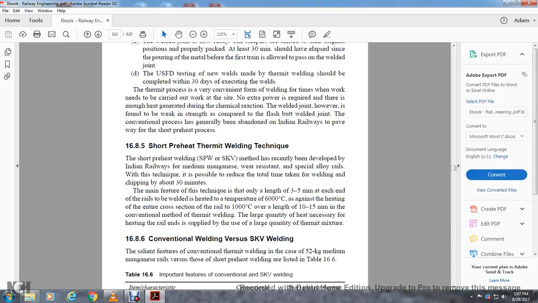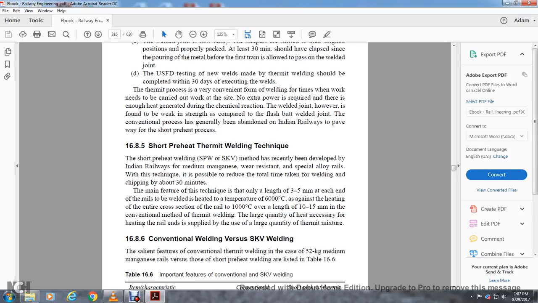Short preheat thermite welding technique. The short preheat welding thermite method has recently been developed by the Indian Railways for medium manganese wear resistant special alloy rails. With this technique it is possible to produce a complete weld, including chipping, in about 30 minutes.